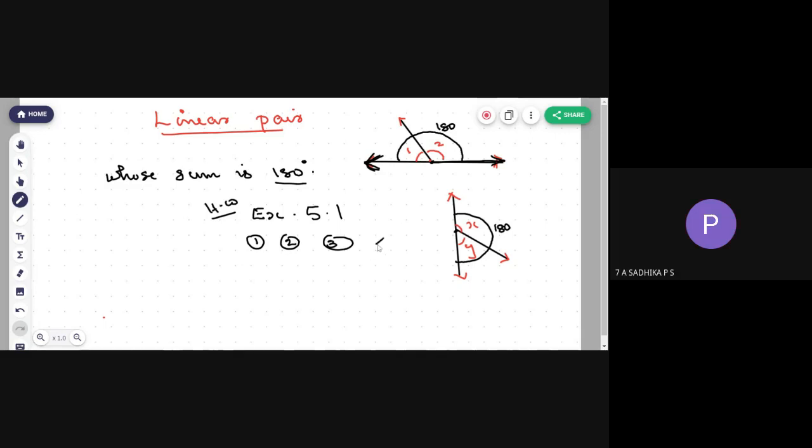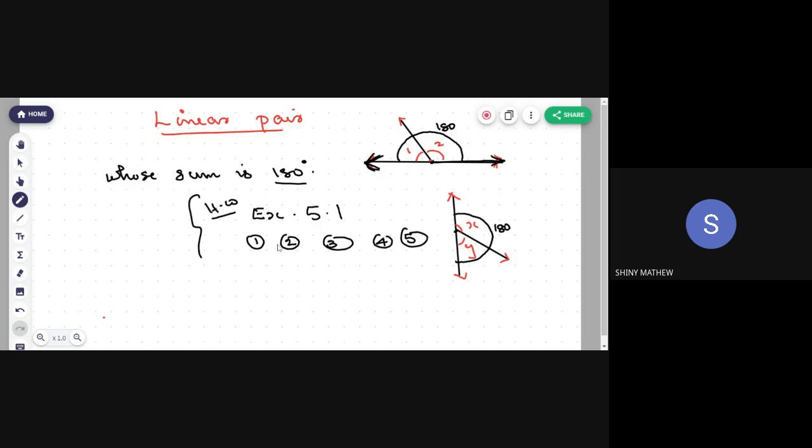Miss, it was stuck for me. Miss, I have just written up to opposite rays. After that, what do we have to write? Linear pair is a pair of adjacent angles whose sum is 180 degree. Then below you note it, exercise 5.1. Not below, in the working column only you write the details of homework.